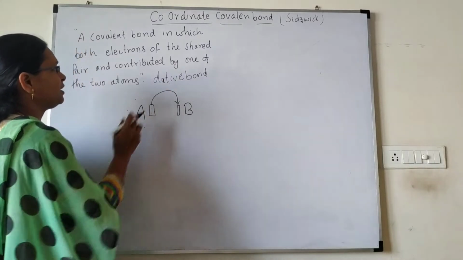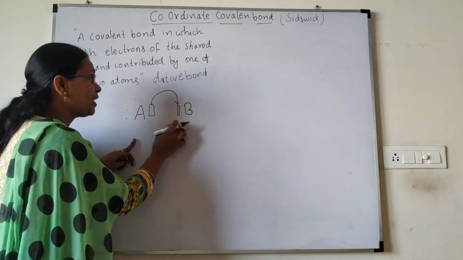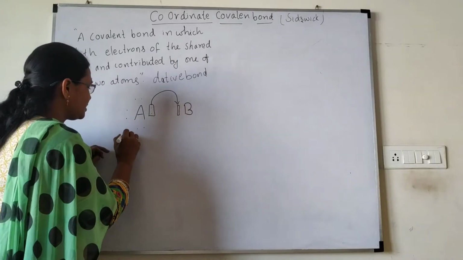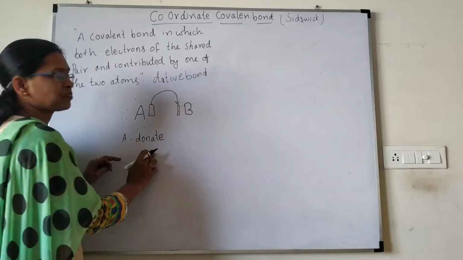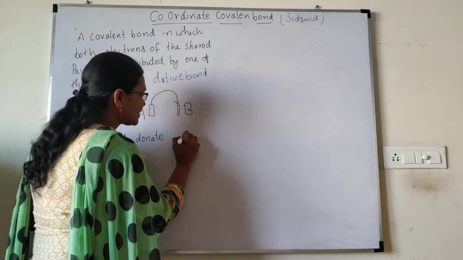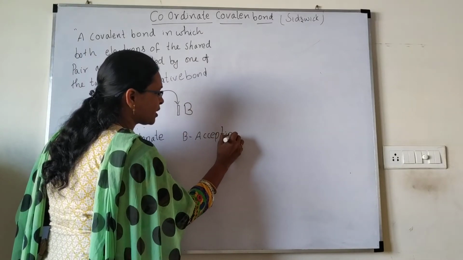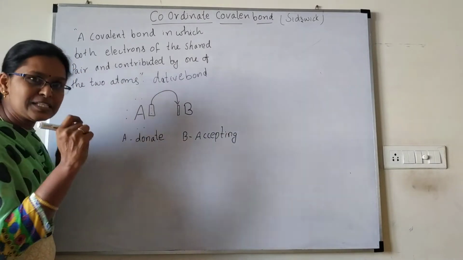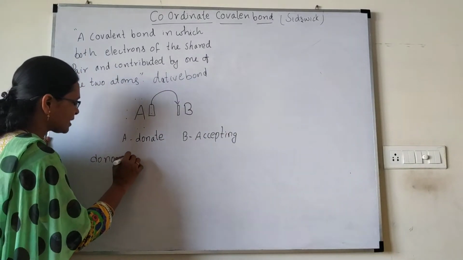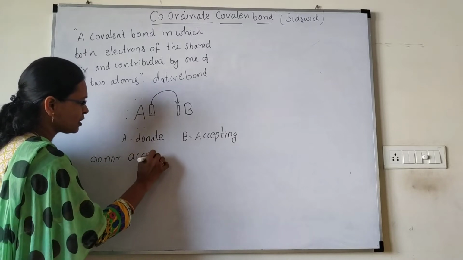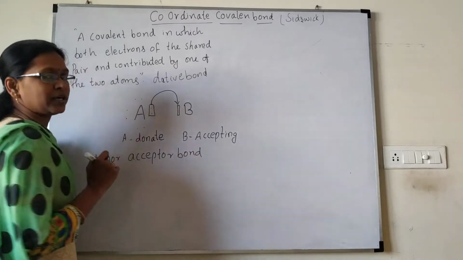Okay. So coordinate covalent bond, other names. Here what is happening? A is donating the electrons to the B atom, and B is accepting. B atom is accepting the electrons. So that is the reason this bond we can also call a donor acceptor bond. This bond is also called a donor acceptor bond, right?